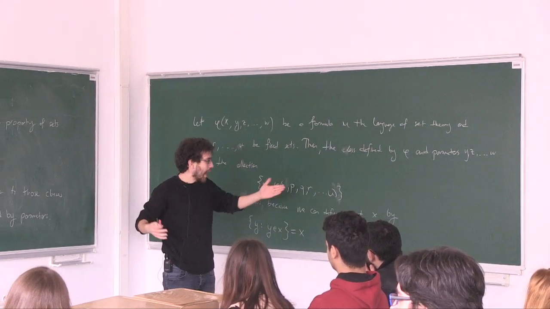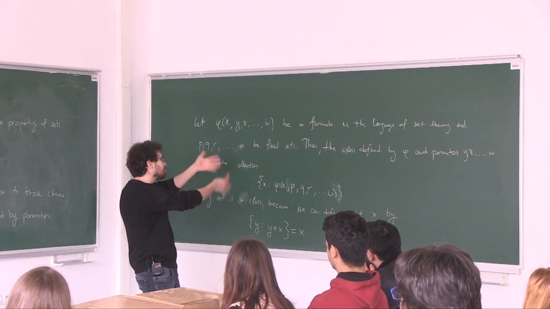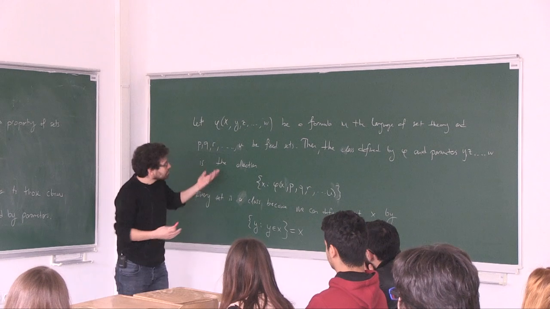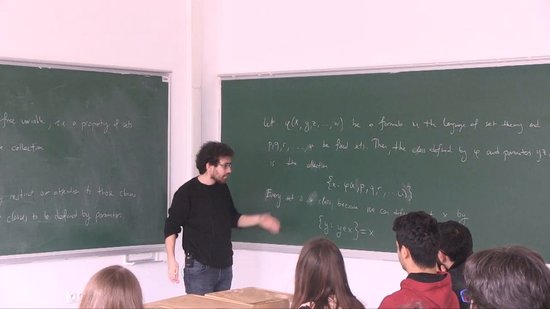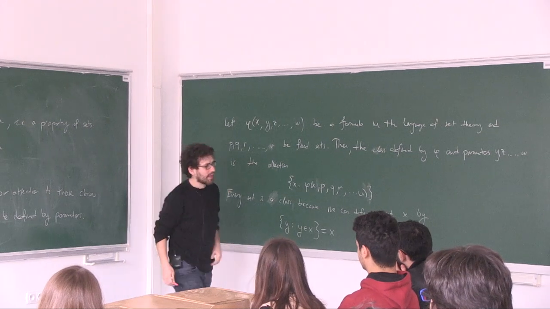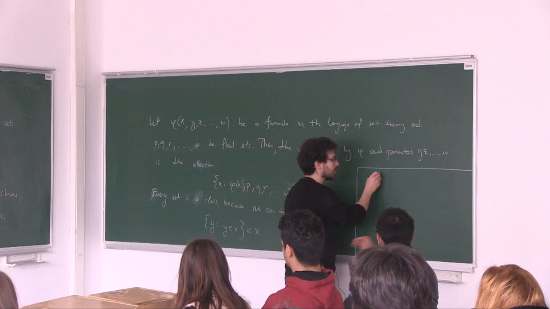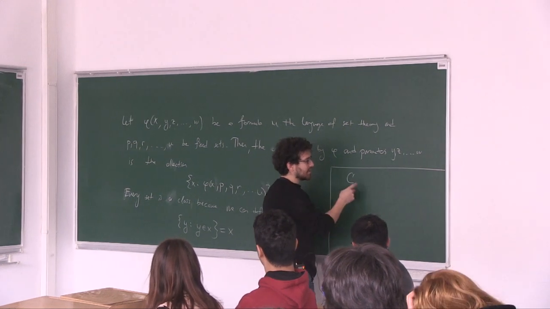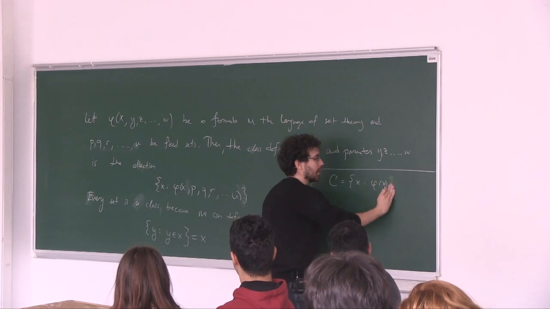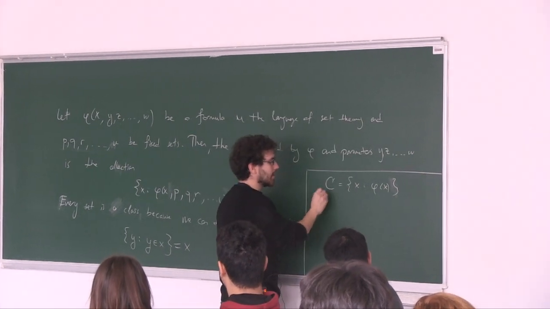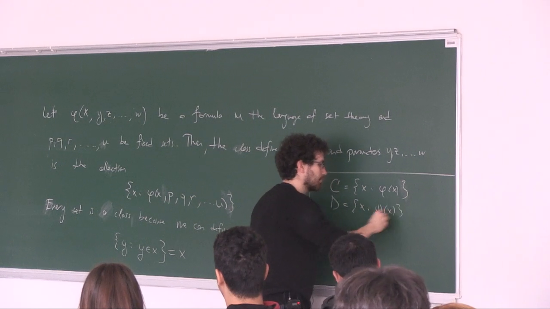So what? How does this allow us to talk about classes? I just gave you a definition of classes, which is more formal than that original definition. But how does this allow us to talk about classes? Let's say that I have a class C, defined by some formula. Let's say that I have a class D, and this is defined by some other formula.